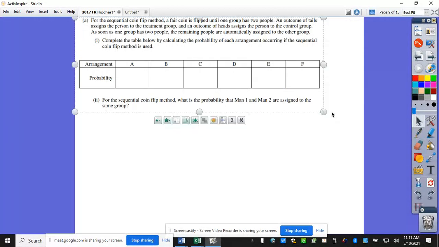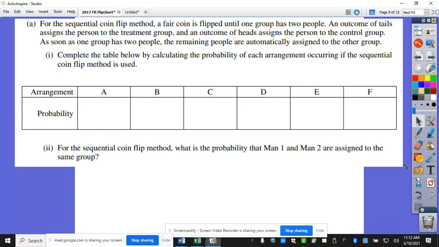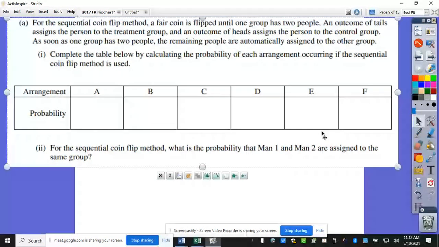A says, for the sequential coin flip method, a fair coin is flipped until one group has 2 people. An outcome of tails assigns the person to the treatment group. An outcome of heads assigns the person to the control group. As soon as one group has 2 people, the remaining people are automatically assigned to the other group. Now fill out the chart with the probabilities.